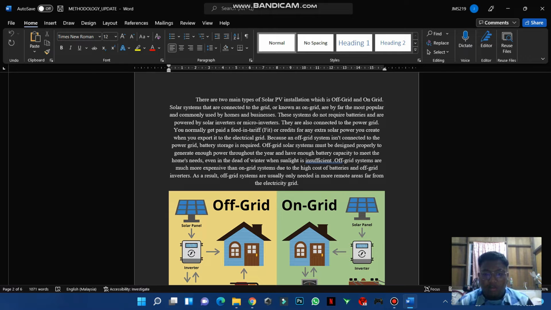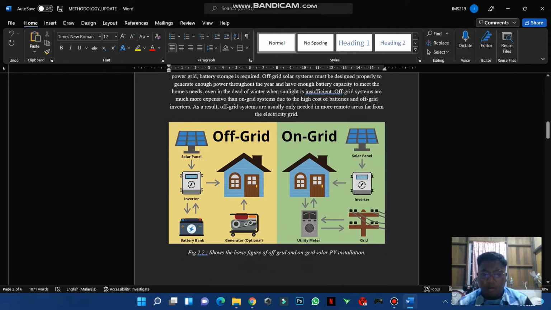Off-grid systems are much more expensive than on-grid systems due to the high cost of the battery and off-grid inverter. As a result, off-grid systems are usually only needed in more remote areas far from the electrical grid. So, the difference between off-grid and on-grid solar panel systems, as we can see here.